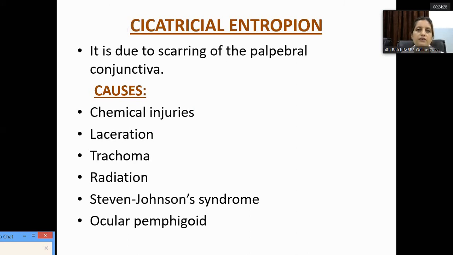Cicatricial entropion is due to the scarring of the palpebral conjunctiva. Here you will have different causes like chemical injury, laceration, trachoma, radiation, Stevens-Johnson syndrome, and ocular pemphigoid. These are very important causes.